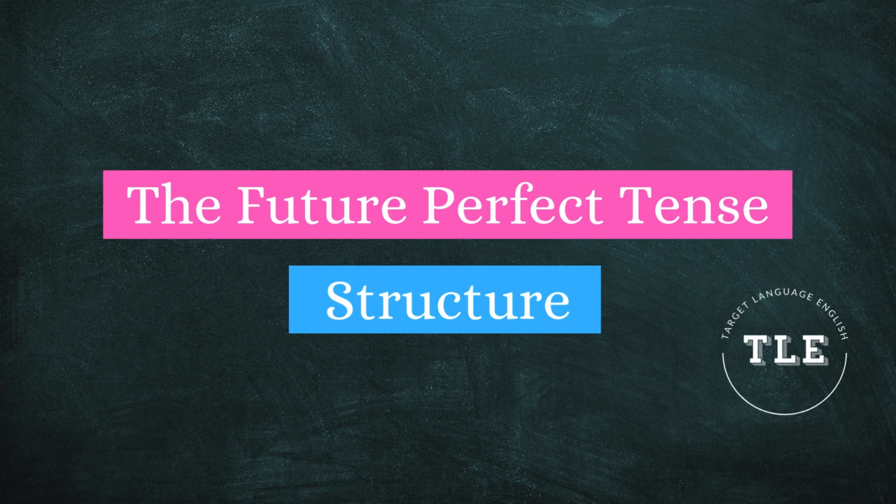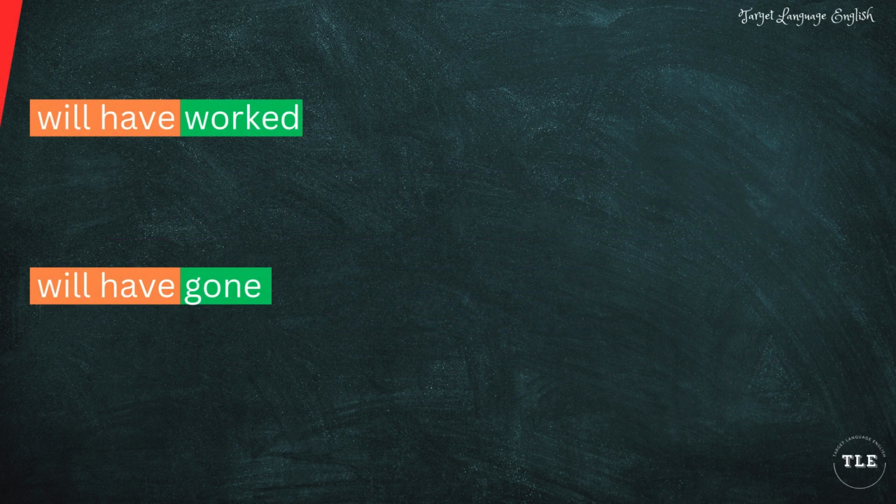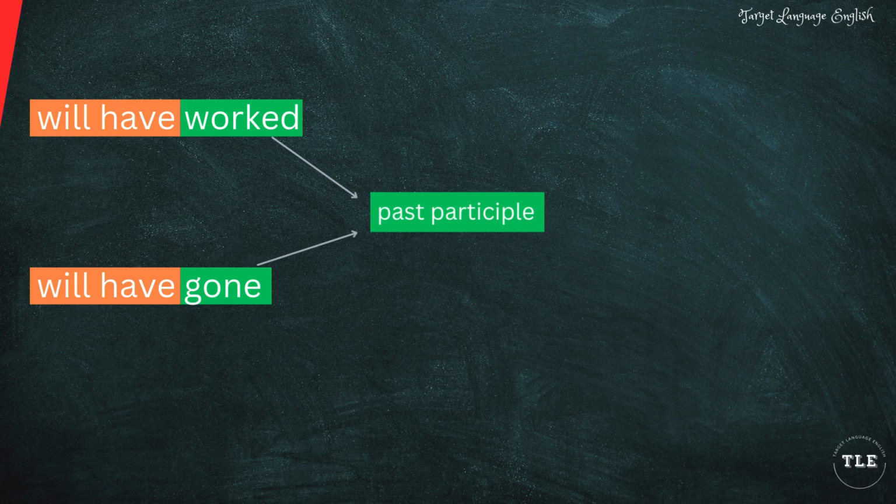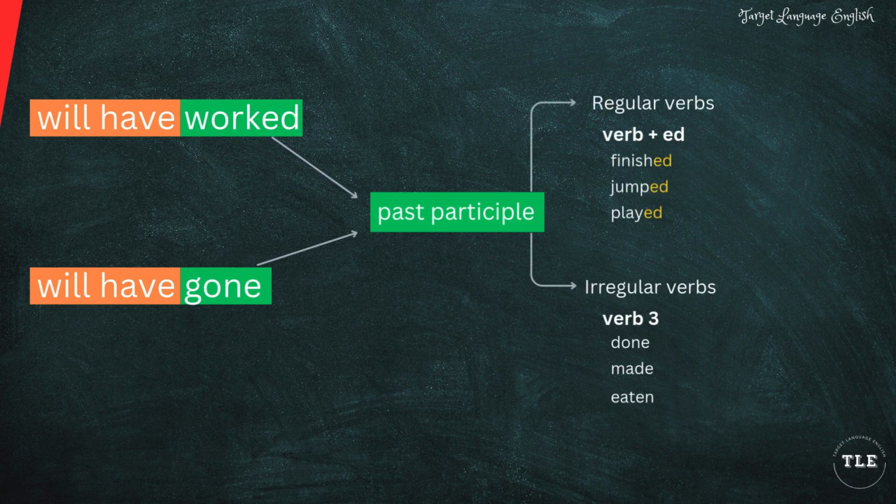Our topic today is the structure of the future perfect tense. To form the future perfect tense, we use will, have, and the past participle of the main verb.